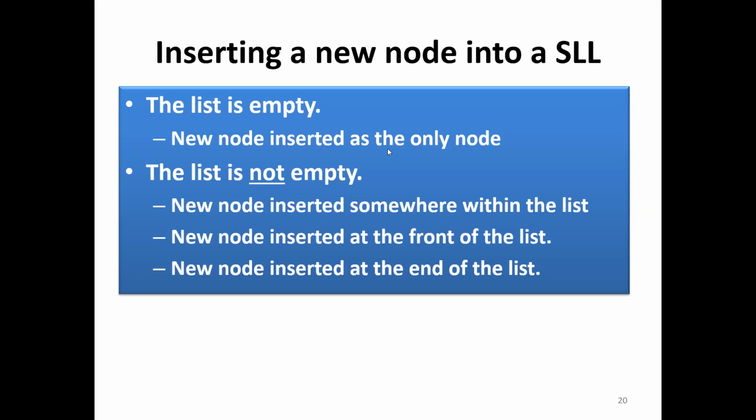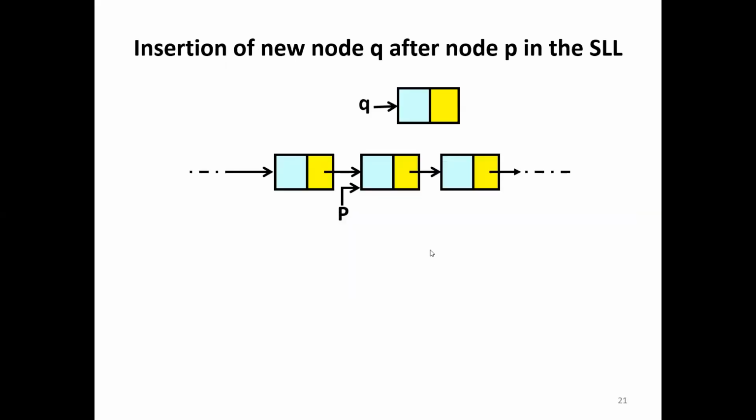But if that is not the case, which means the list is not empty, then we might need to perform further operations. When it is not empty, the new node may need to be inserted somewhere within the list. Another condition is that the new node can be inserted at the front of the list, or at the back or end of the list. Moving forward, let's see an example of these things we've just said.